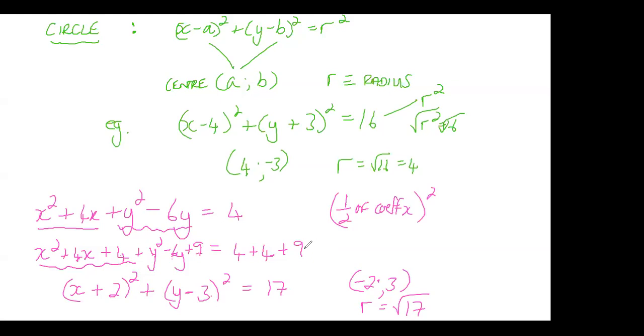Okay, so you add it to both sides. And then you end up with the standard form where you can read off the center of your circle. And then your radius is always the square root of that. Right.